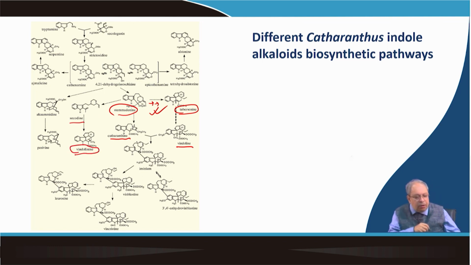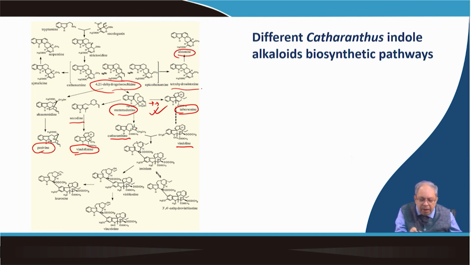This is another indole alkaloid, of course monomeric. Similarly, from 4,21-dehydrogeissoschizine, geissoschizine, ajmalicine leading to the formation of perivine. These are also different indole alkaloids which are also formed in different plants including Catharanthus roseus, and here it is showing the formation of alstonine and tetrahydroalstonine.